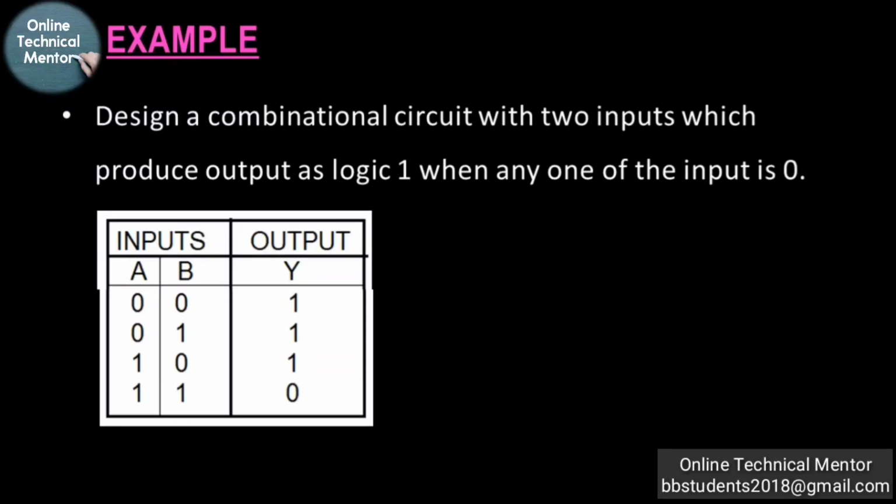Now you have to decide whether you require the Boolean expression in SOP or POS. If you want the Boolean expression in the SOP form, SOP means sum of the product, then you have to consider 1 in the output. Or if you want the Boolean expression in the POS form, that is product of sum form, then you have to consider 0 in the truth table.